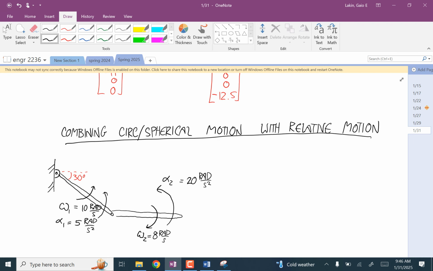So notice whenever I draw a curved arrow, what I'm really saying is omega here has the direction of the right-hand rule of that curve, okay? So like this omega is pointing out of the page. This alpha is pointing out of the page. This omega is pointing into the page. This alpha is pointing out of the page. Okay, we're gonna do a lot of planar stuff. And whenever you're in the XY plane, all of these are gonna be Z components only.